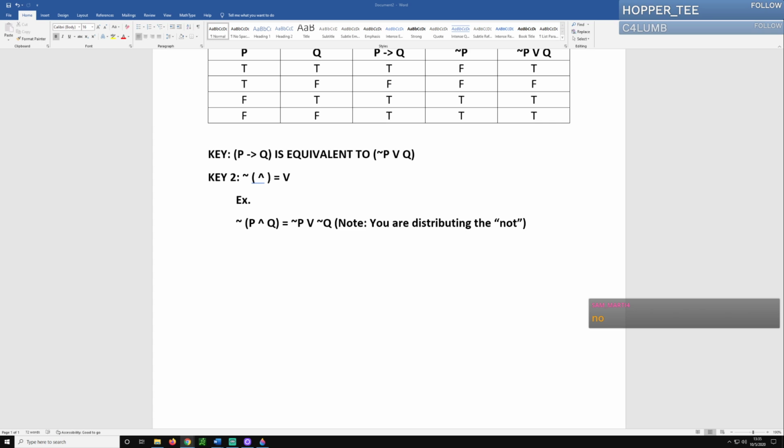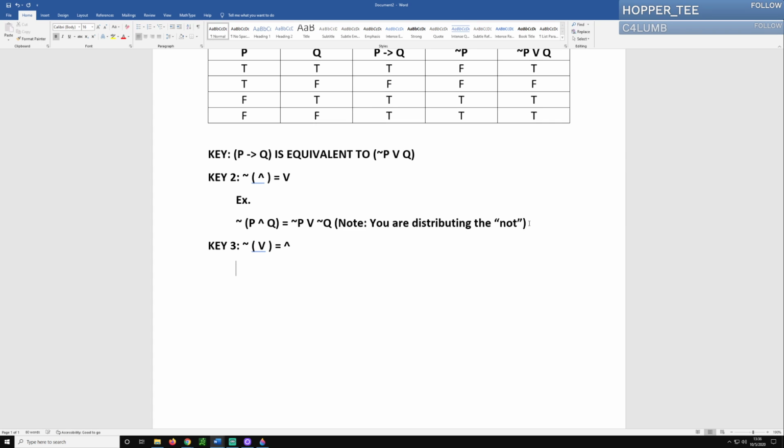Okay. So let's go ahead and move on here. Let's talk about the main point here. Let's talk about key number 3 here. So key number 3 here is going to come down to what happens if you not an or. So as we just talked about here, not an or is just equal to just and, okay? That's all it's equal to.